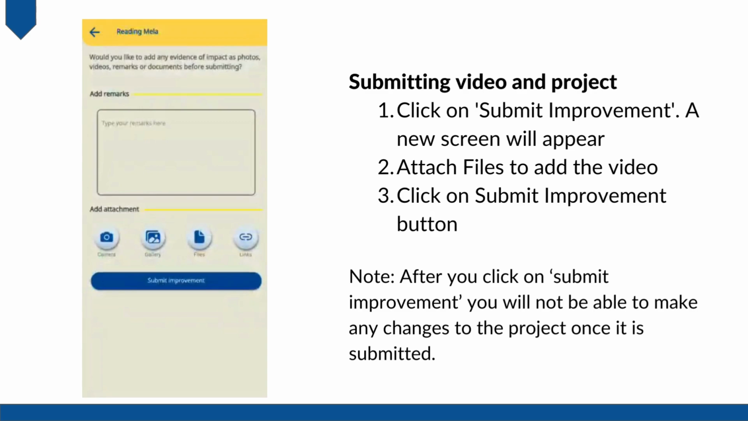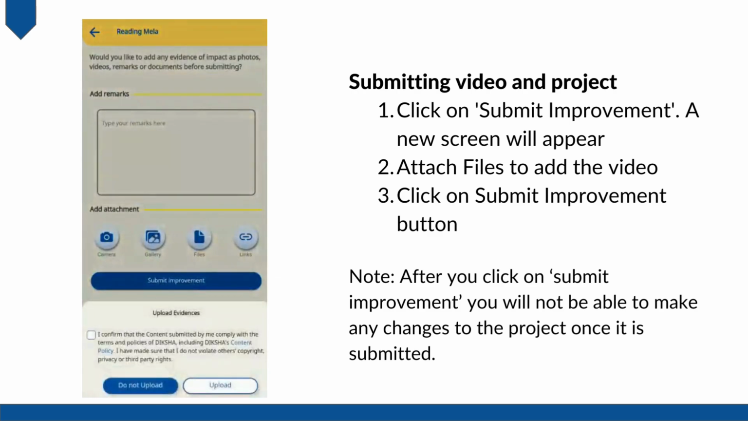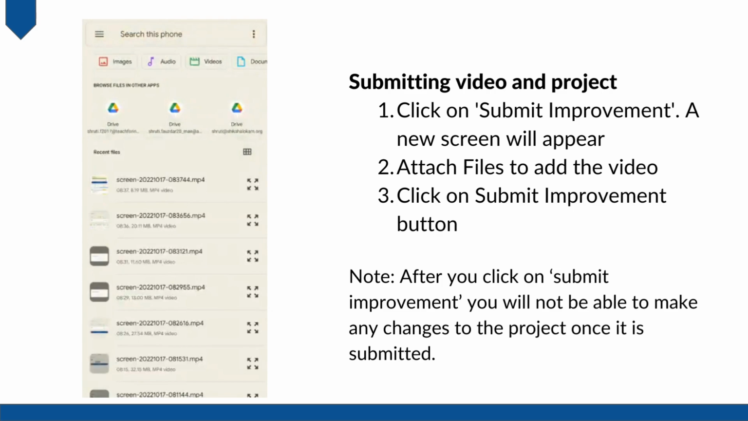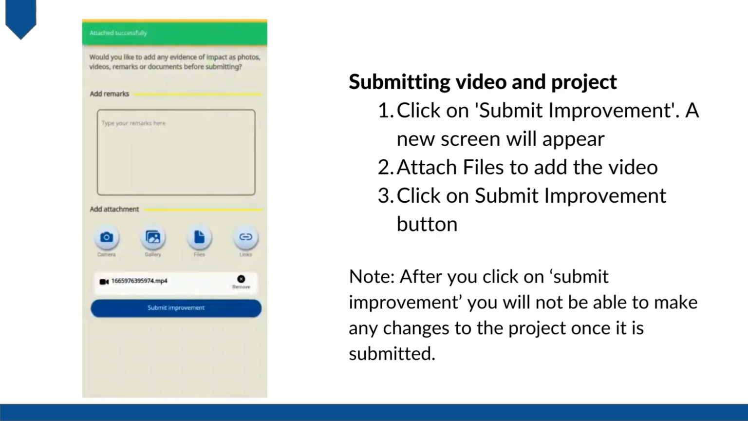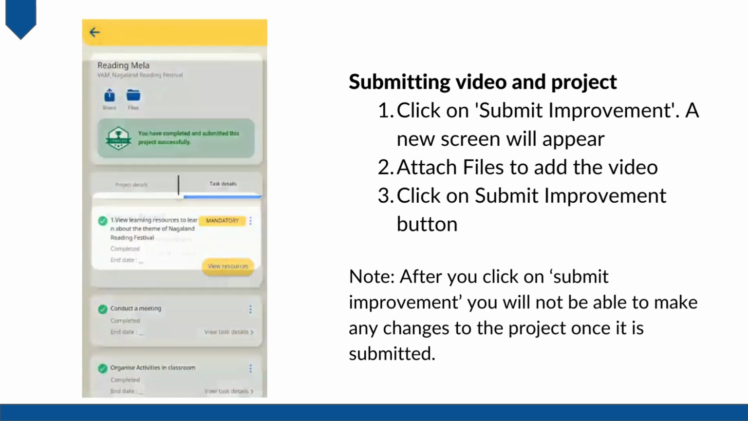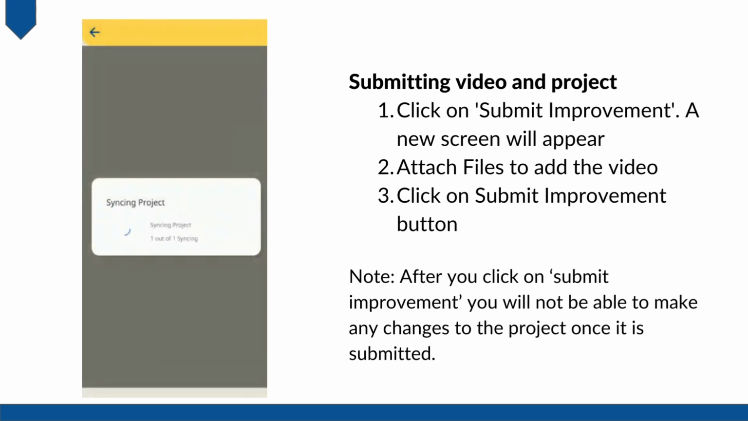It will take you to a new page. On this page, you can attach your journey video by selecting it from gallery or files. Once attached, you will see Attached Successfully notification appear at the top of the page. After that, you can click on Submit Improvement button again. Note that after you click on Submit Improvement, you will not be able to make any changes to the project as it will be submitted. After you have submitted, you will see a congratulatory message on your phone appear in a green box.